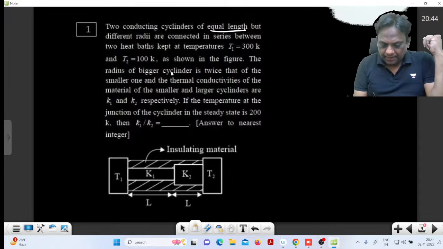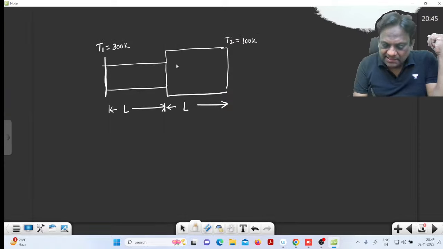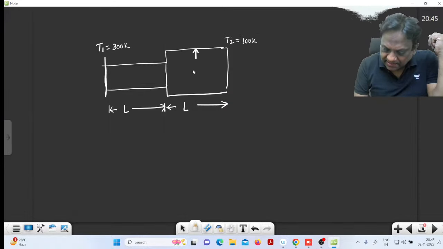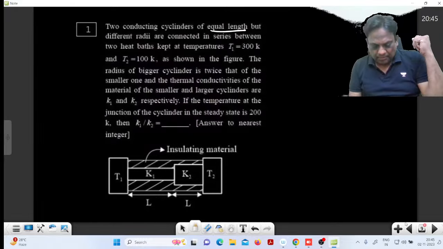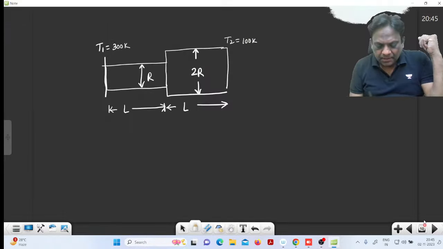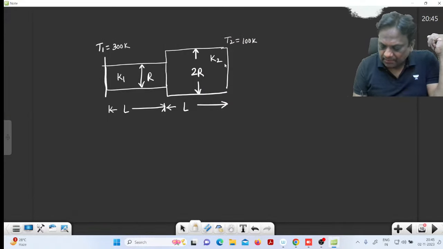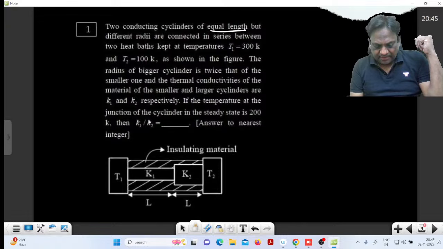Listen carefully. The radius of the bigger is twice that of the smaller. So if the radius of this is 2r and this is r, the radius of this is given as twice of this, no problem at all. And the thermal conductivities of smaller and larger are K1 and K2. Smaller one has a thermal conductivity K1 and the larger one has a thermal conductivity K2.